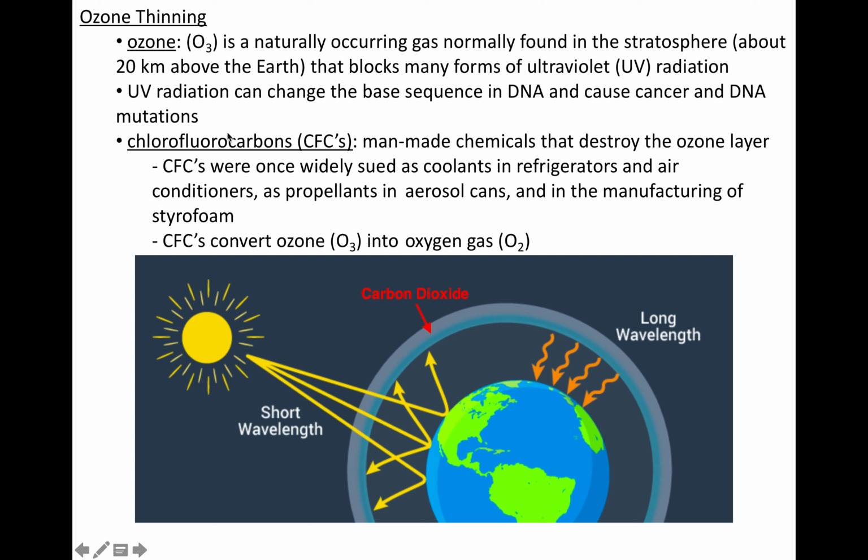Ozone layer protects us from ultraviolet light. What destroys the ozone layer are chemicals called CFCs, chlorofluorocarbons. They turn ozone into O2. You have less ozone, you have less sunscreen.